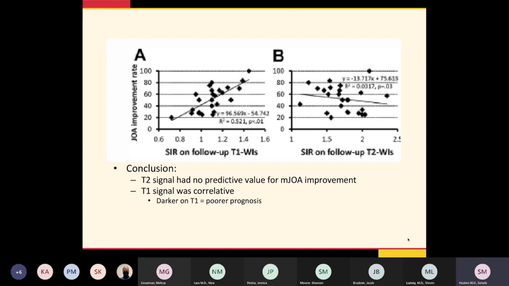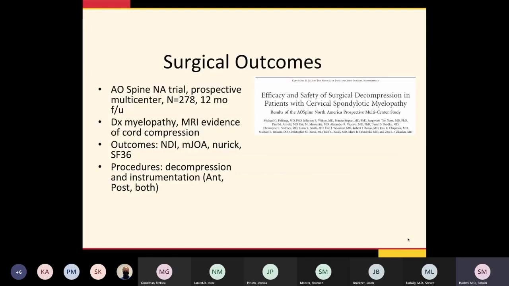However, they did find that if there was a dark signal on T1, that was a poorer prognostic indicator, which really goes to affirm that our treatment goal in these patients undergoing surgical management is not necessarily improvement. There is evidence to show some patients may find improvement. The overarching goal should be to prevent the progression of the cervical myelopathy in these patients undergoing cervical surgery.